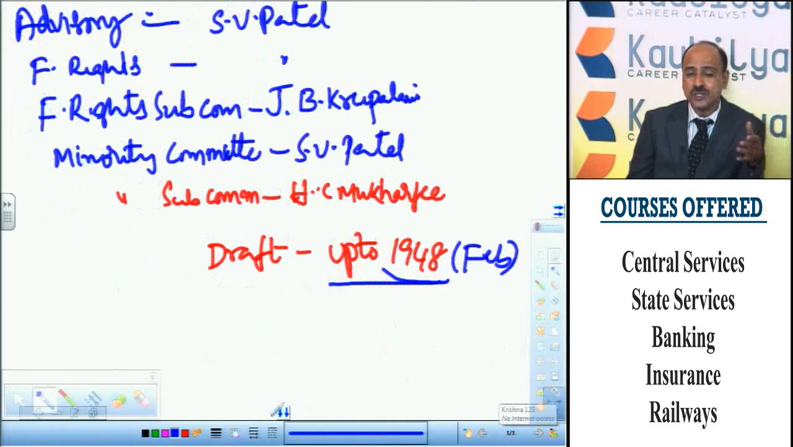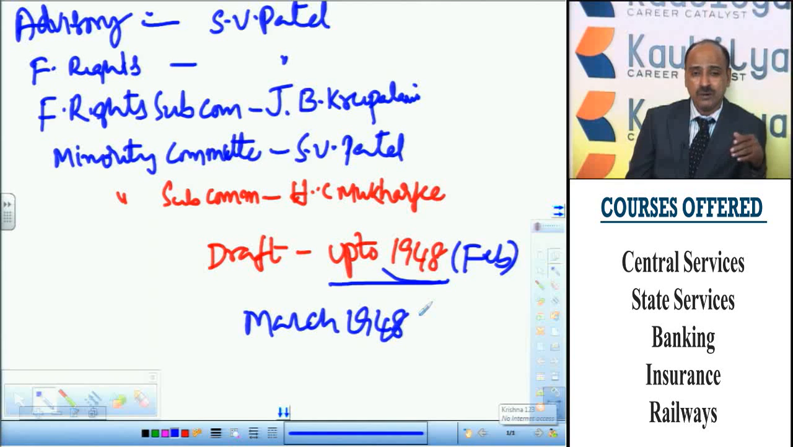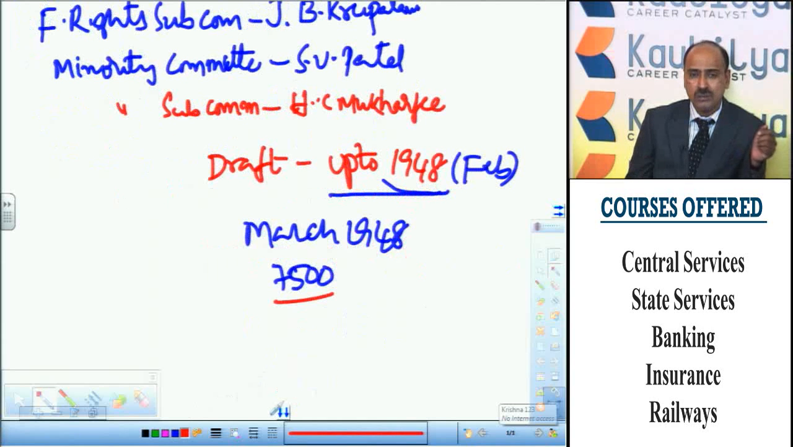Then it was published in all major newspapers in March 1948 for public opinion. It was made by our constitutional experts, but they were elected or nominated from the people, so public opinion is also very important. Then they took public opinion. More than 7,500 complaints and suggestions came to the Constituent Assembly, but they considered approximately 2,500 suggestions and complaints.